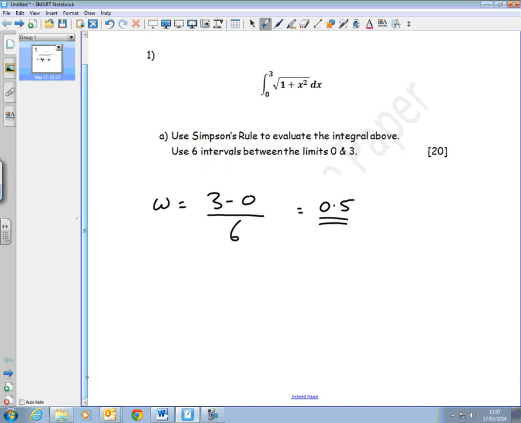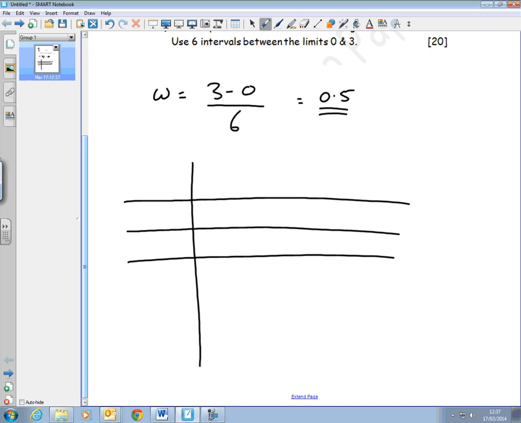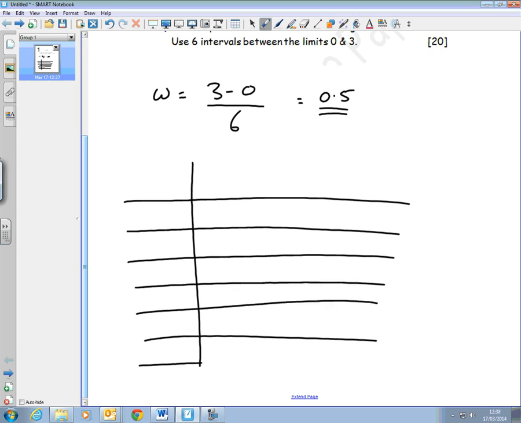So what I'm going to do now is to produce a table, and I'm going to have 6 intervals. So 1, 2, 3, 4, 5, 6 intervals. I'm going to start at 0 and go up in steps of 0.5 until I get to the 6th interval, and that should finish at 3. So that's my check to make sure I've done it correctly.